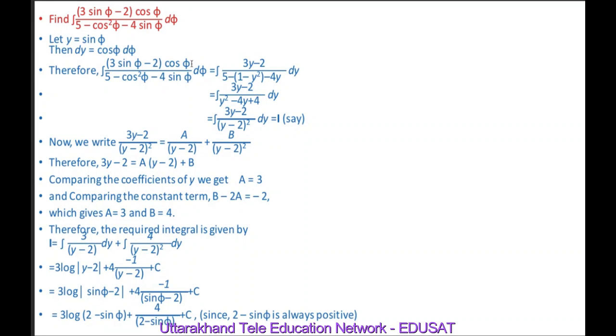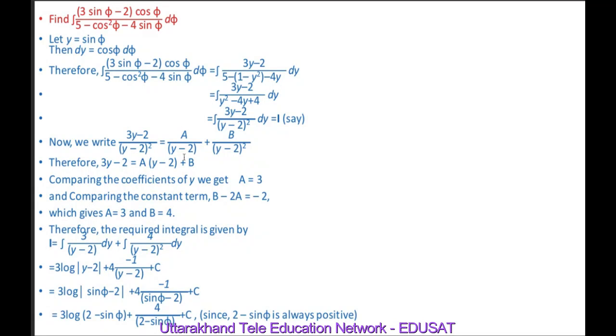Here we were integrating with respect to phi, here we are integrating with respect to y. So this integral is equal to this integral. Suppose we call it I. Now we will reduce it into partial fractions. This factor is repeating. So (3y minus 2) over (y minus 2) whole square equals a upon y minus 2 plus b upon (y minus 2) whole square.